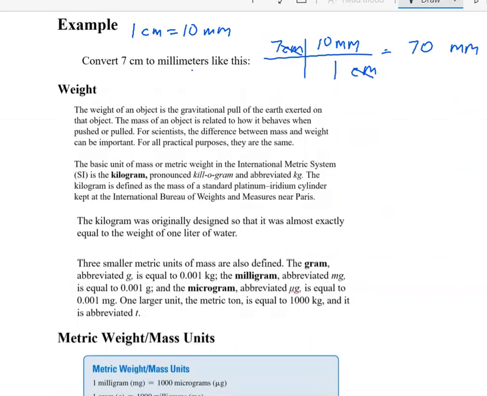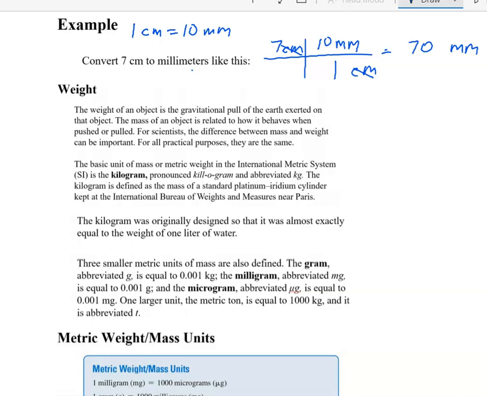The weight of an object is the gravitational pull of the Earth exerted on that object. The mass of an object is related to how it behaves when pushed or pulled. For scientists, the difference between mass and weight can be important. For all practical purposes, they are the same.